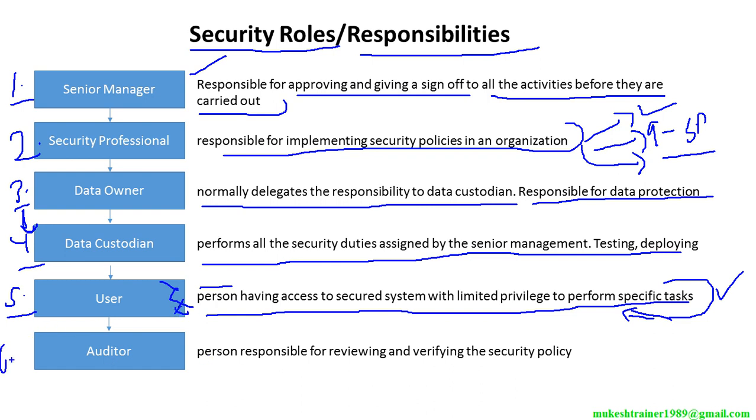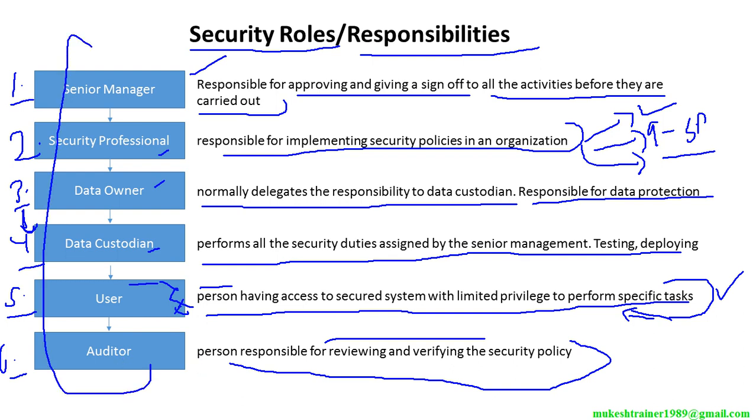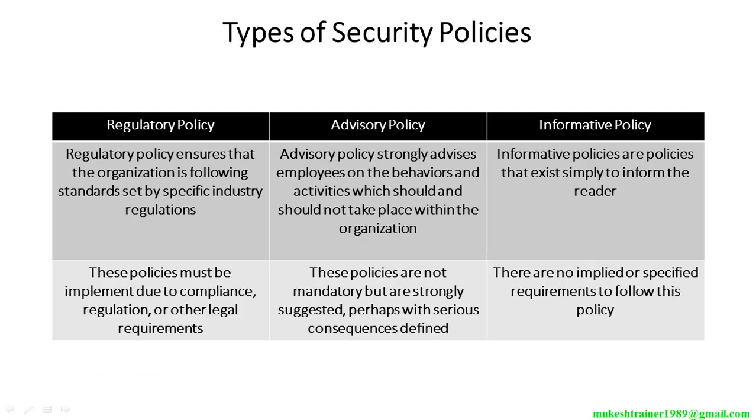Next is number 6, the auditor. The auditor is the person who is responsible for reviewing and verifying the security policies. So there are policies 1, 2, 3, 4, and whatever everyone is doing, he will be reviewing and verifying it. If he finds any loophole or any breach, he will go back to the senior manager or the security professional to talk about it.